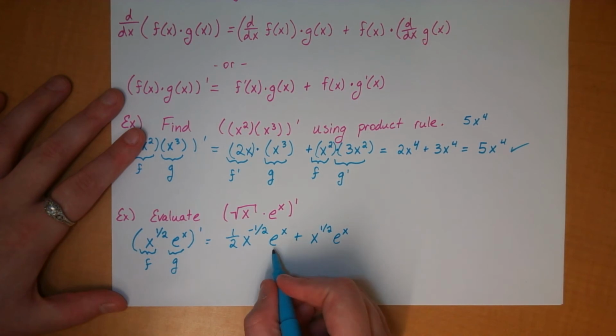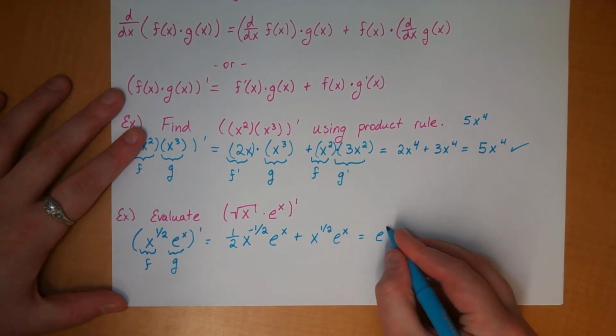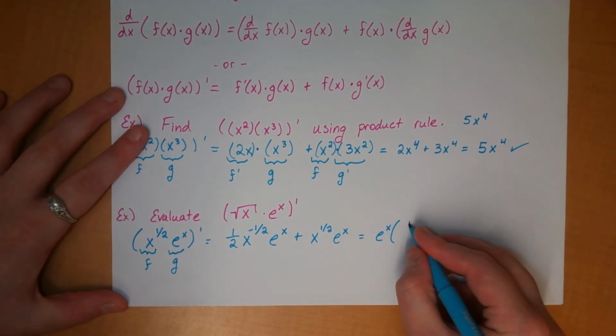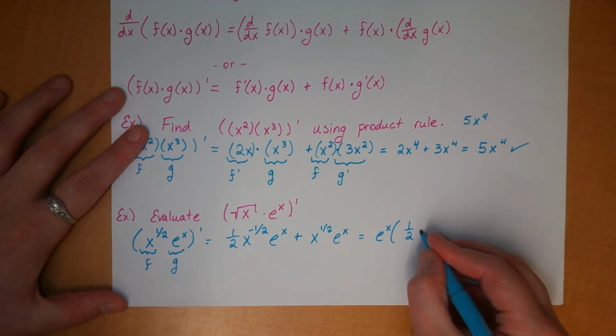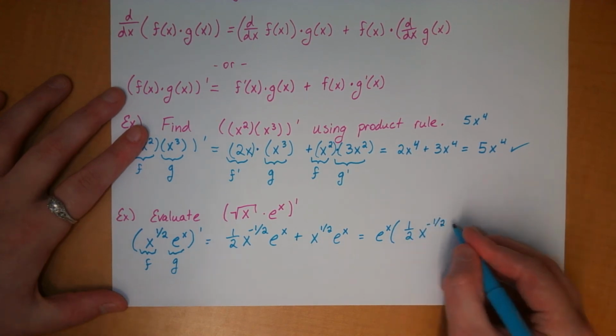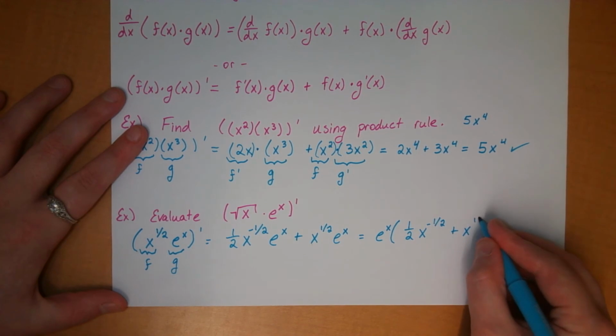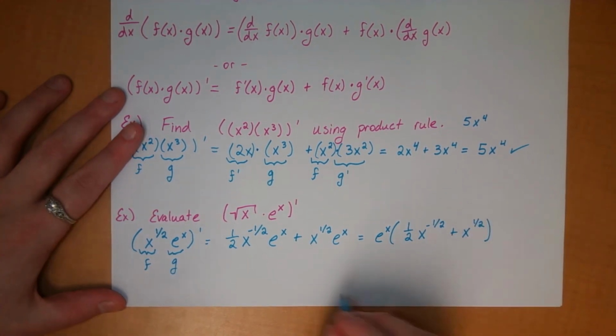You can also pull the e to the x out and write this as e to the x times 1/2 x to the negative 1/2 plus x to the 1/2. Either way is fine.